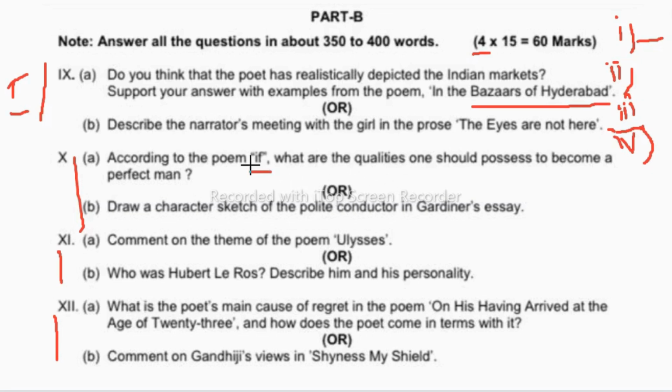In the summary you have to include all the stanzas, but you should not mention stanza 1, stanza 2, stanza 3. Directly you have to write in the form of a para summary. Then at the last you have to give the conclusion. Conclusion means what the poet wanted to say in this poem and what you have understood by reading this poem.